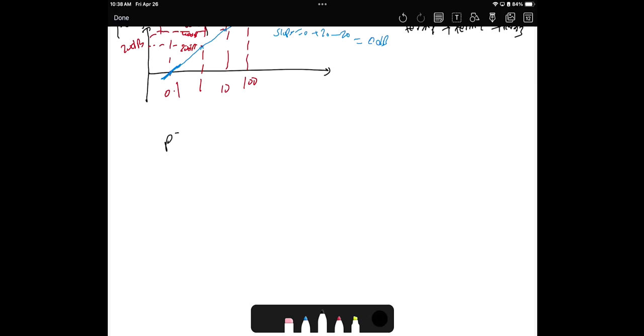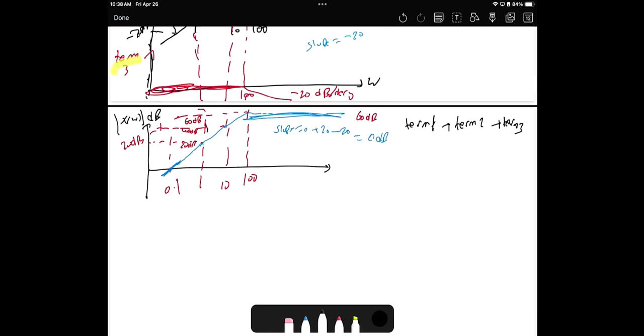Okay, how about the phase plots? Phase plots, remember we have 3 terms. So the first term is only a real number, then angle 0, no problem. Okay? Yes? So would that function be like a high-pass amplifier? Yes. Okay.